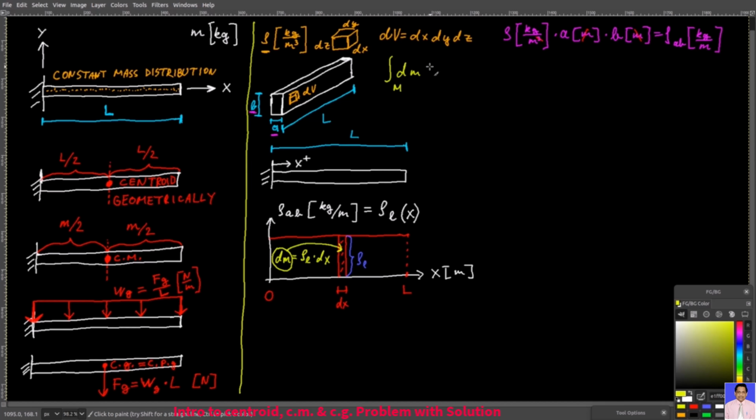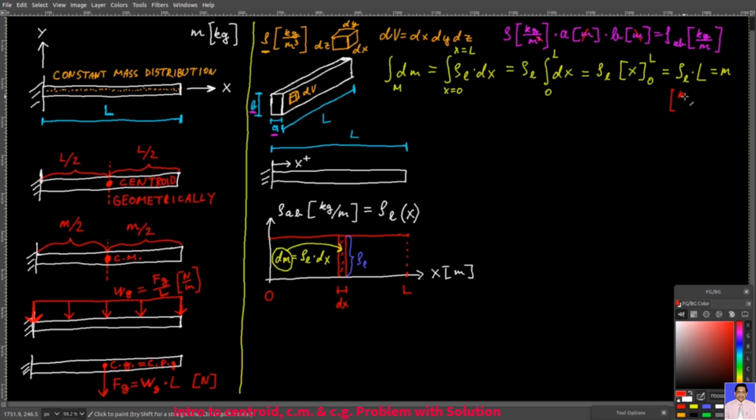So this expression can be written down like this. The integral from x equals 0 till x equals L, and then you have rho L times dx. Now in this case, rho L is constant. You have a horizontal line. So you take it out of the integral. Here you have dx. And now you evaluate this integral. And so you will have rho L times the length of the beam, which is your mass.